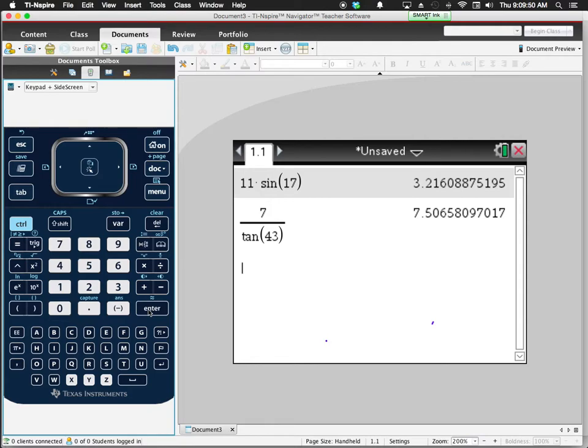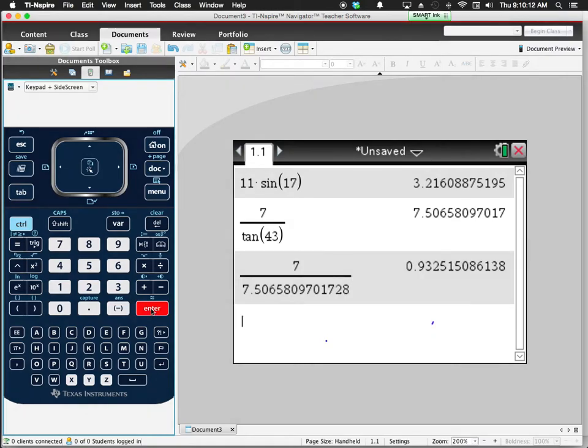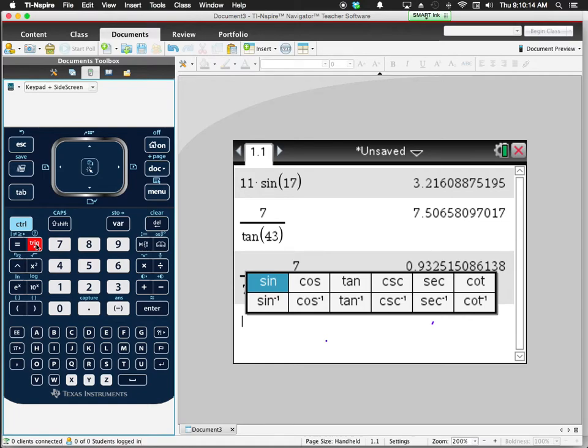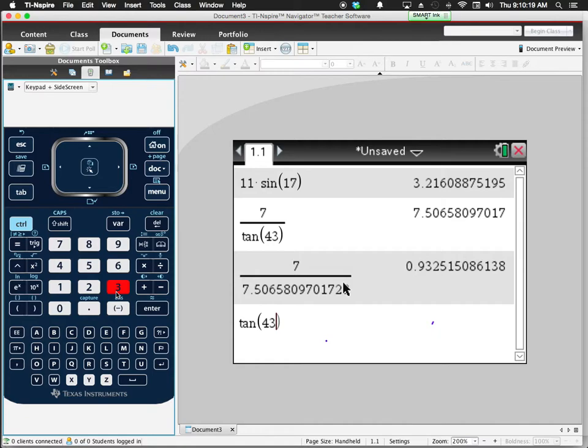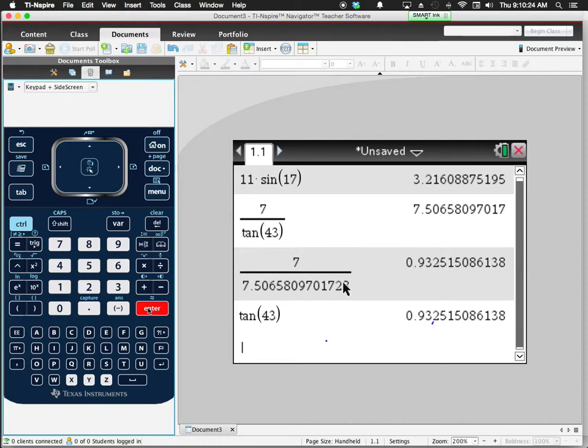So what was the right side? 7 over x. So I'm going to do control divide. I'm going to put 7. And then instead of putting just 7.506, I'm going to put this whole answer in here. Whenever you want to use the previous answer, you do control and this button right here, and it brings down the answer that was previously there. So I press enter, that gives me that number, and that should match tangent of 43 degrees, since I set up one ratio equal to another. So if I do tangent of 43 degrees, it should give me that number right there. We press enter, we get the same number.